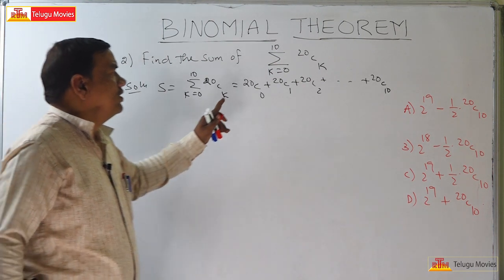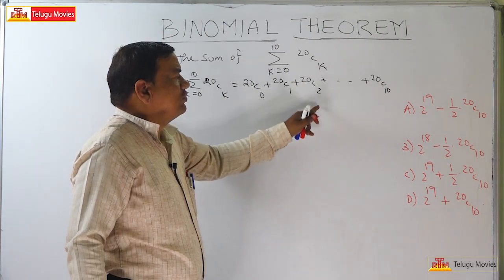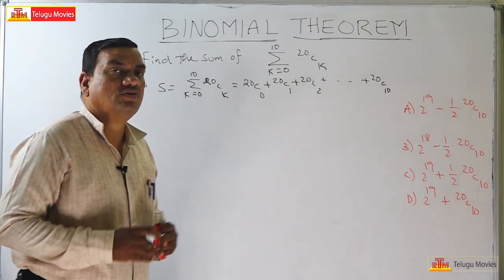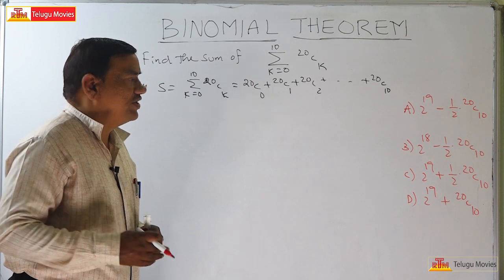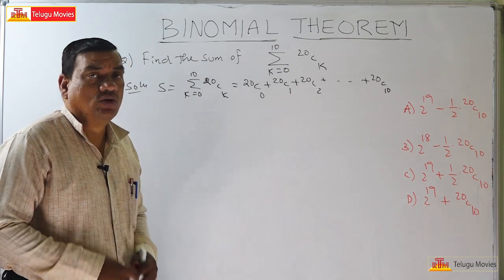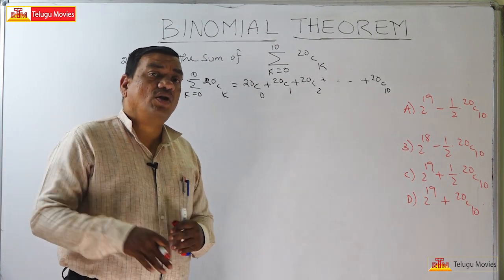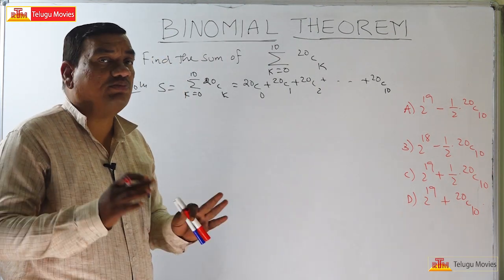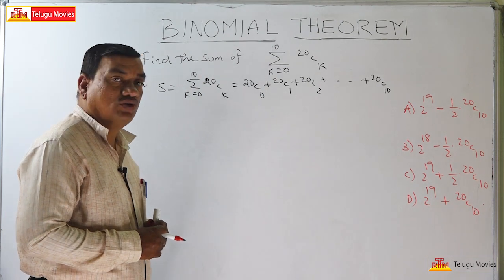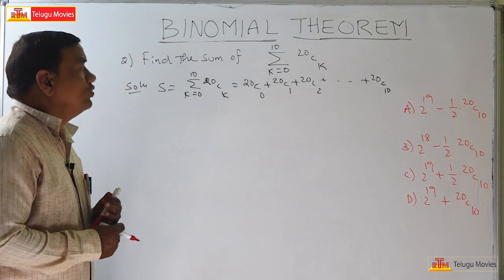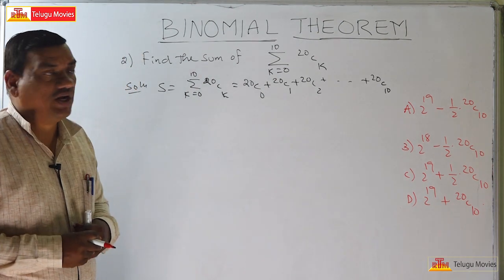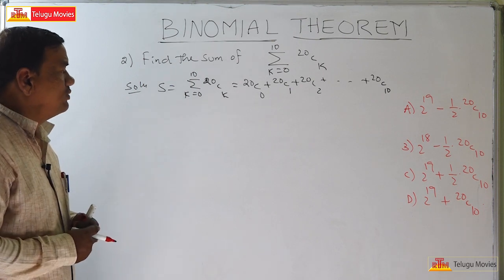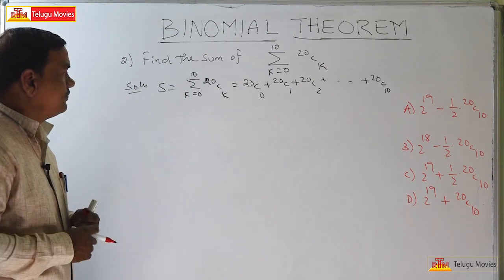Then how to do it? Shall we find out all the values of 20C0, 20C1, 20C2? We know the short trick method to find the 20C2 value, 20C3 value. But if you start doing the problem that way, it takes almost 20 to 30 minutes to solve. Then how to do this type of problem? Let us do this problem like this.